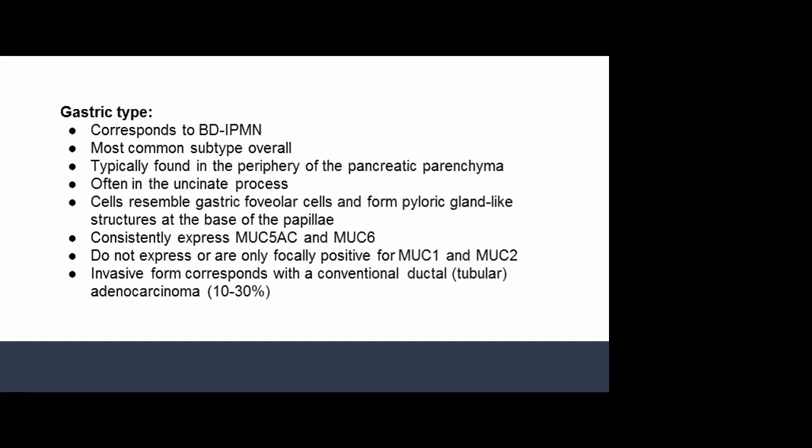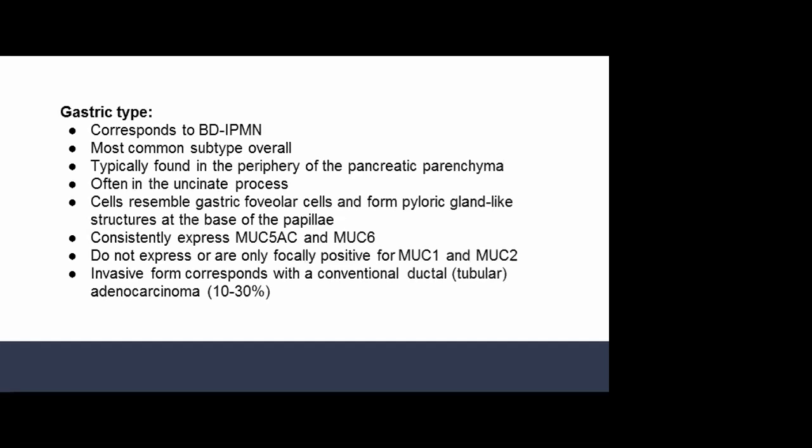The fourth type is the gastric type, which is usually seen or associated with the branch duct IPMN, and it's the most common subtype overall. Though intestinal is most common in case of main duct IPMN, overall it is the gastric type that is more common, and it is typically found in the periphery of the pancreatic parenchyma, often in the uncinate process.